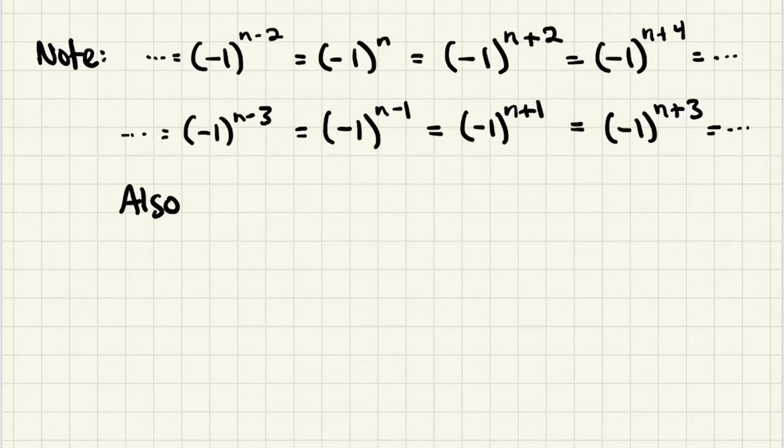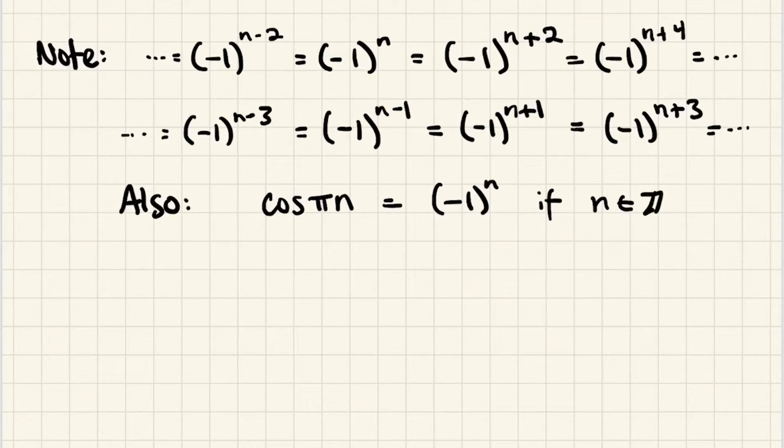And one more note in this regard, cosine of pi times n evaluates to negative 1 to the n, provided that n is an integer. That n being an element of the set of integers is very important here. So for instance, when n is 0, we get cosine of 0, which is 1, and of course negative 1 to the 0 is 1. When n is equal to 1, we get cosine of pi, which is negative 1. Negative 1 to the 1 is negative 1.